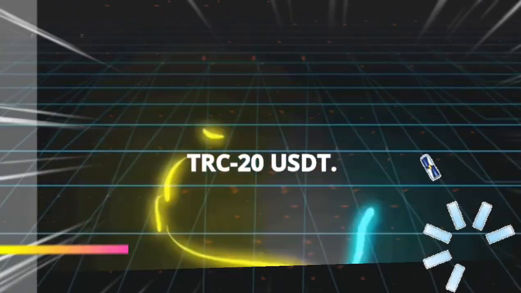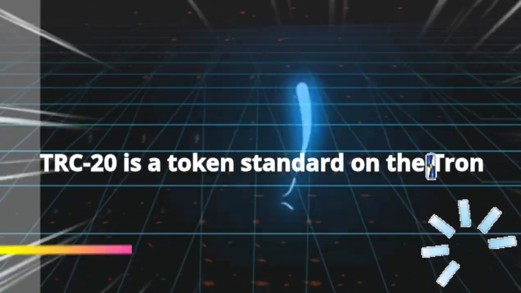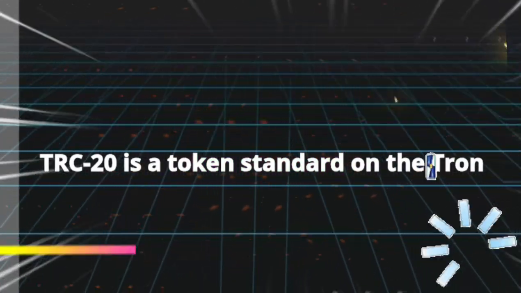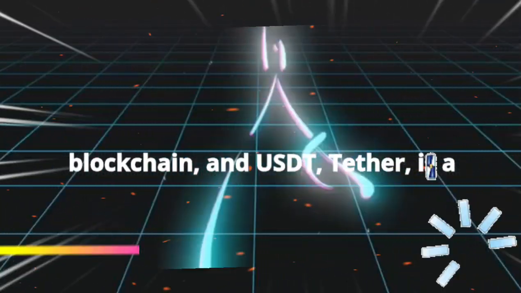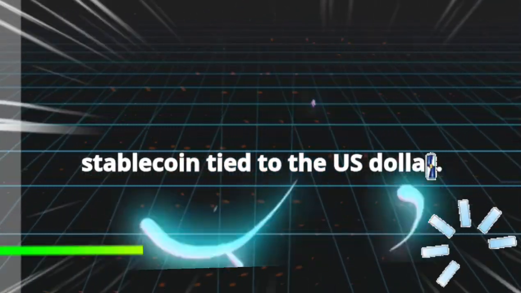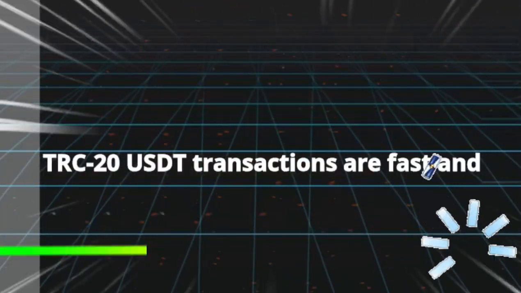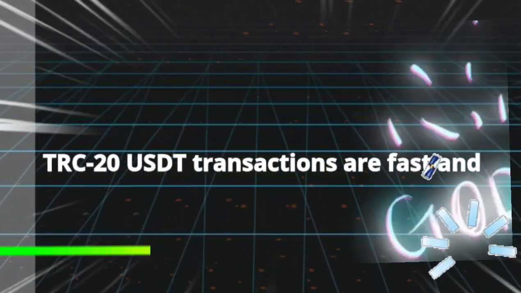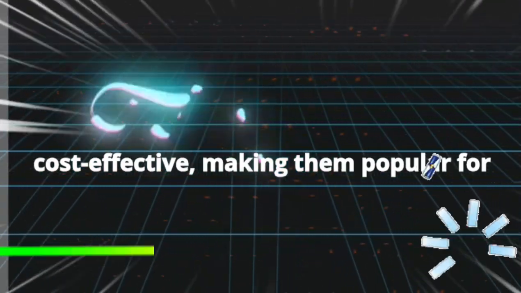2. TRC20 USDT. TRC20 is a token standard on the Tron blockchain, and USDT, Tether, is a stablecoin tied to the US dollar. TRC20 USDT transactions are fast and cost-effective, making them popular for transferring funds.